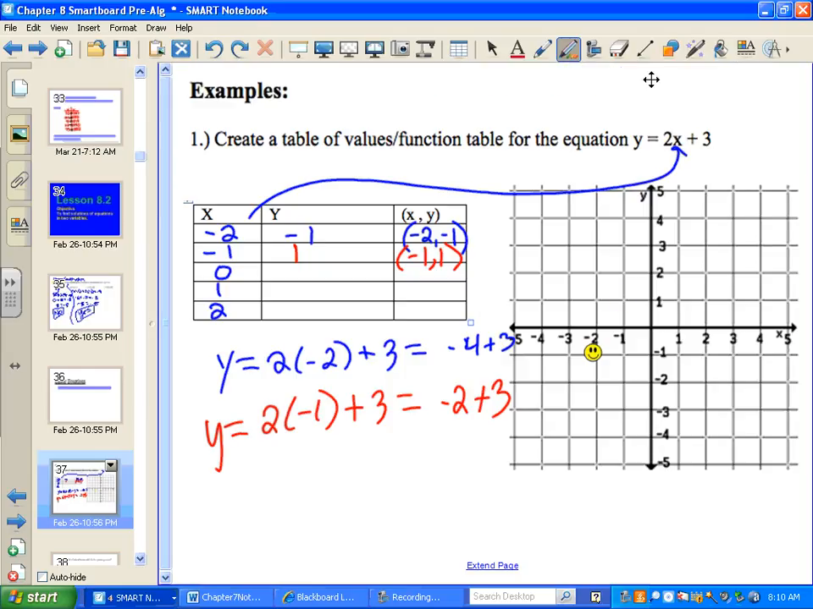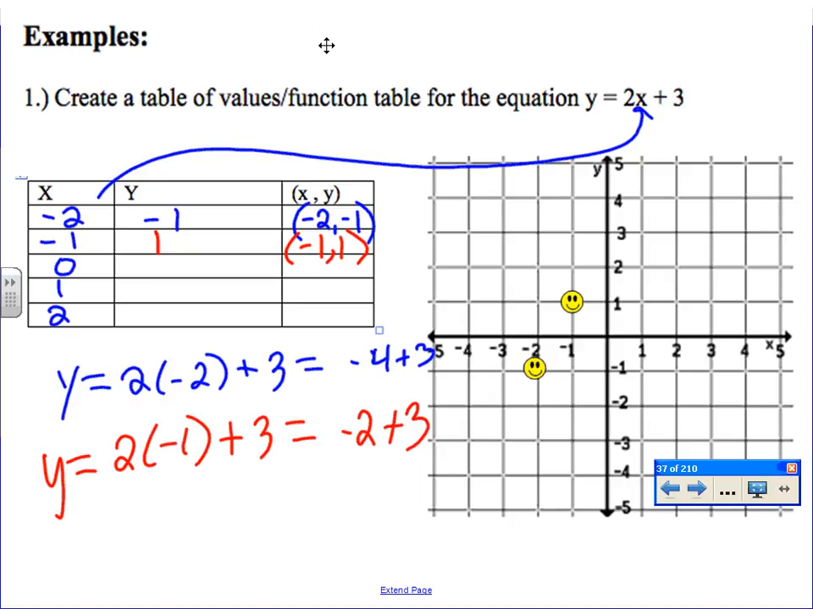Good job. So quadrant 2, -1, up 1. Okay, so let's do the rest of them mentally. If you plug 0 in for x, what is the y value? If you plug 0 in for x, Nathan S., what's the y value? If you plug 0 in for x, what does y equal?